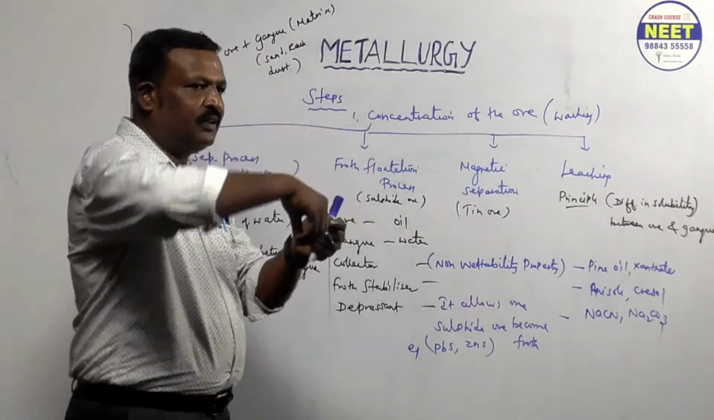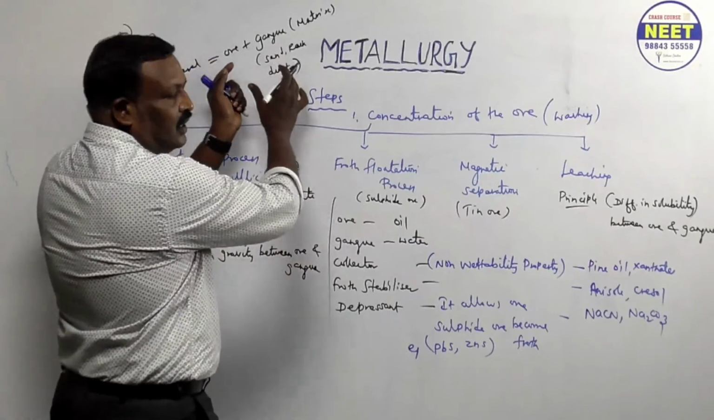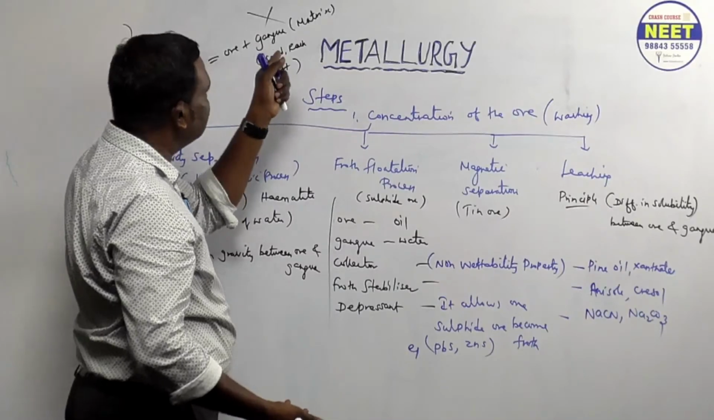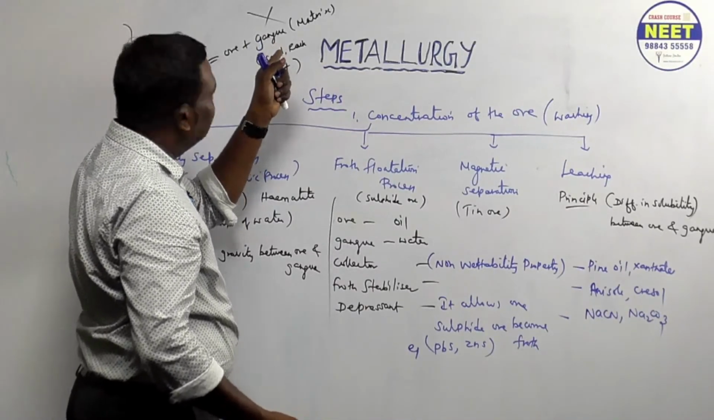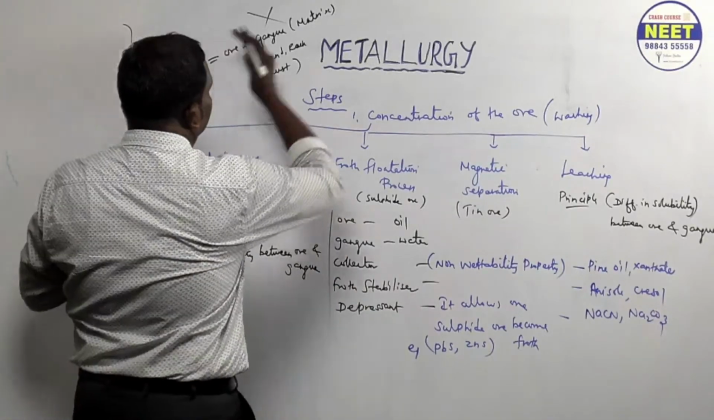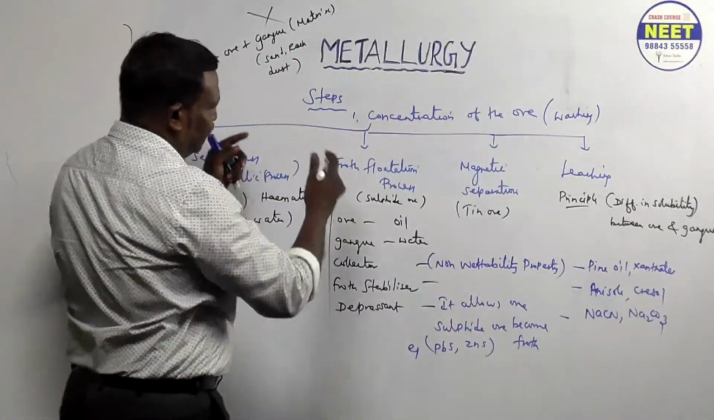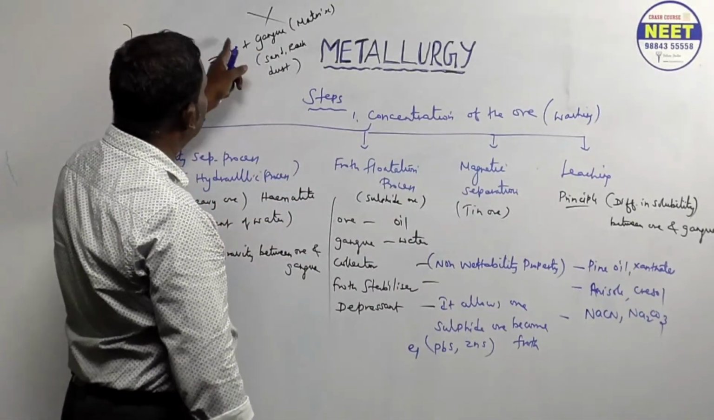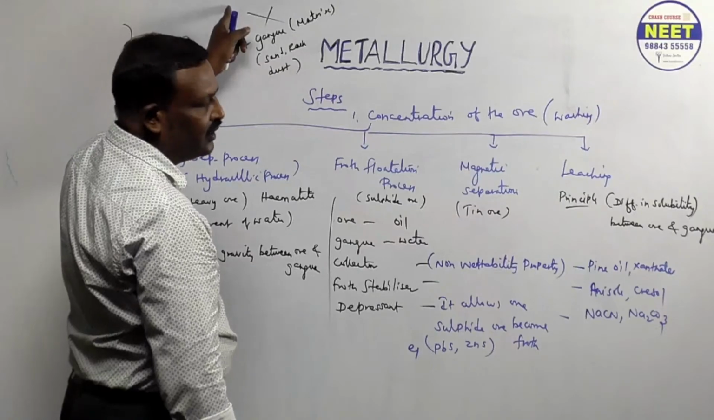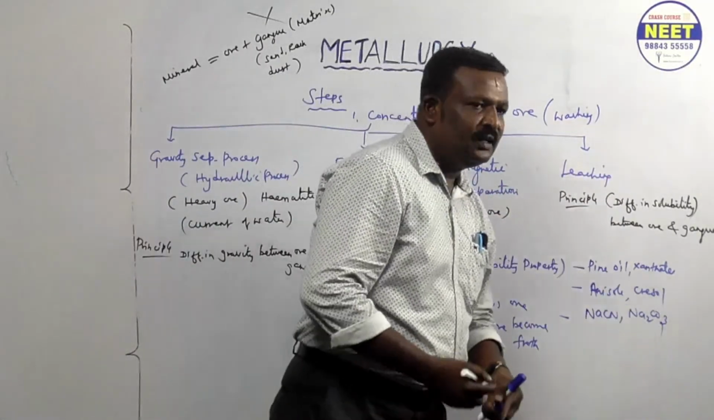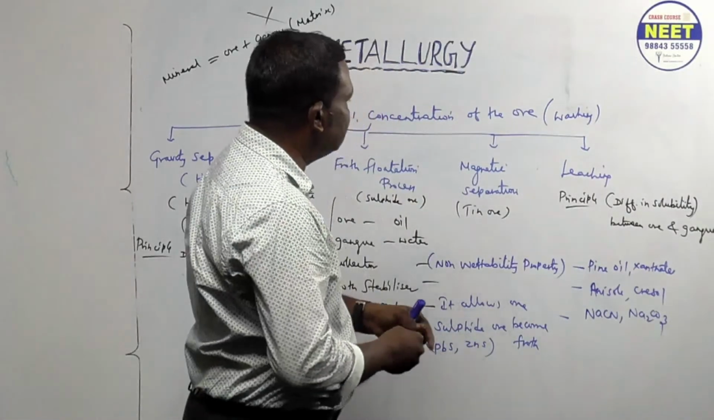If you add some solvent, together is there, everything is there. Our aim is to remove what? Gangue. We don't want this. If you process along with this, it is very tough to process. First of all, we should remove it. That's our aim. If you add any solvent, the ore particles dissolve in the solvent, and this will not dissolve. That's it. The process is called what? Leaching process. Understood?